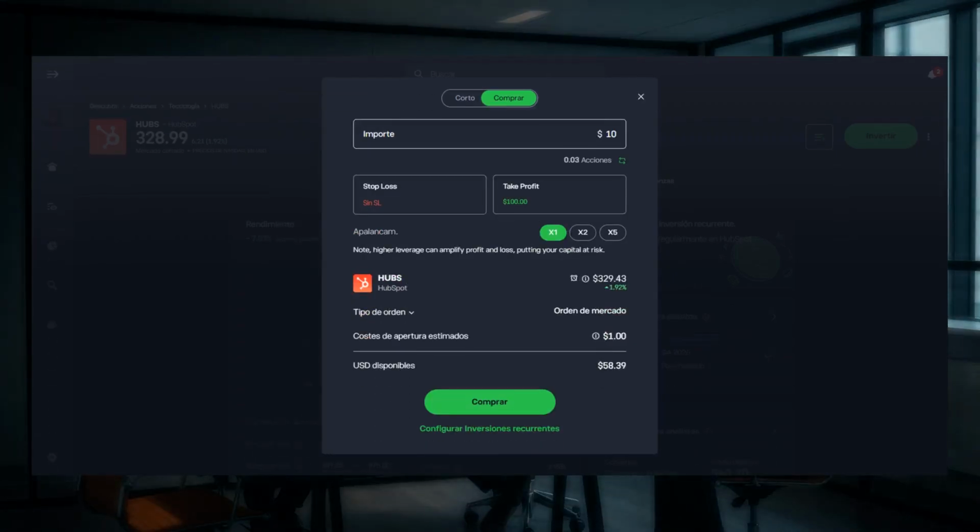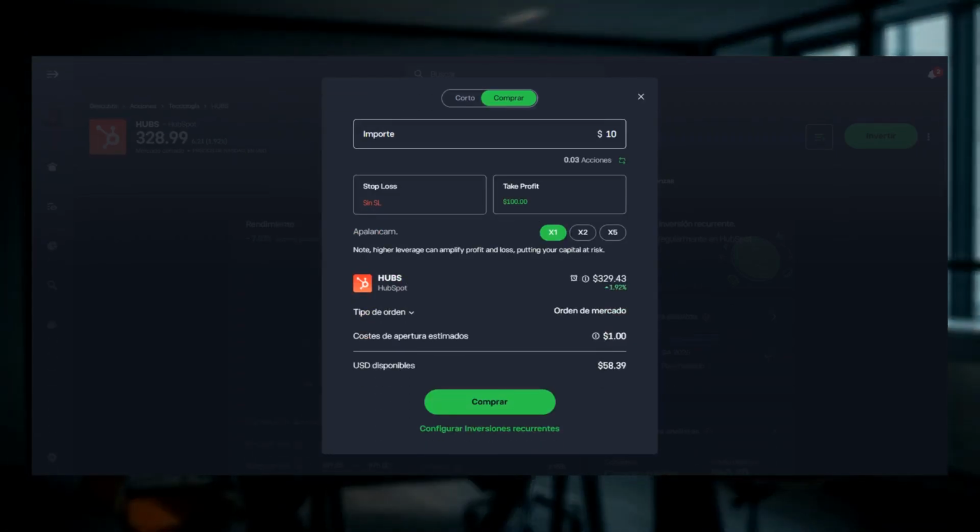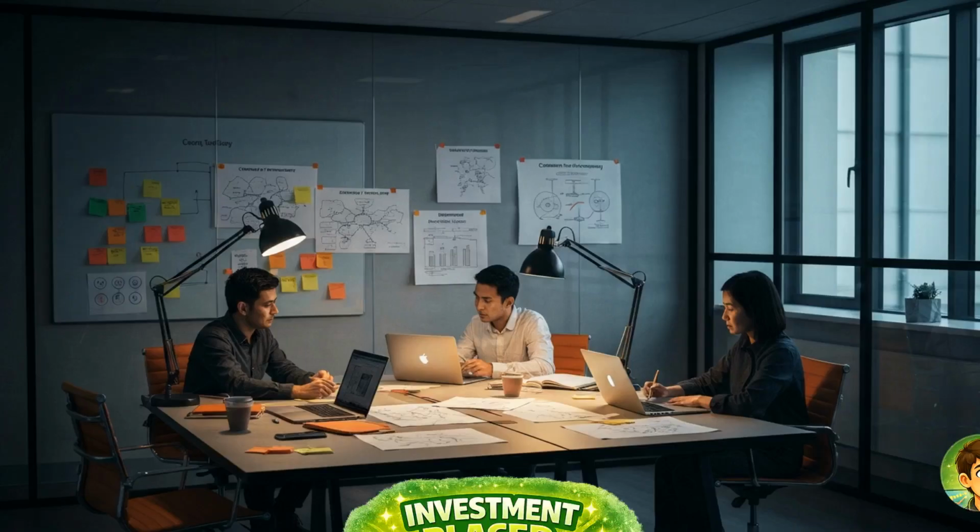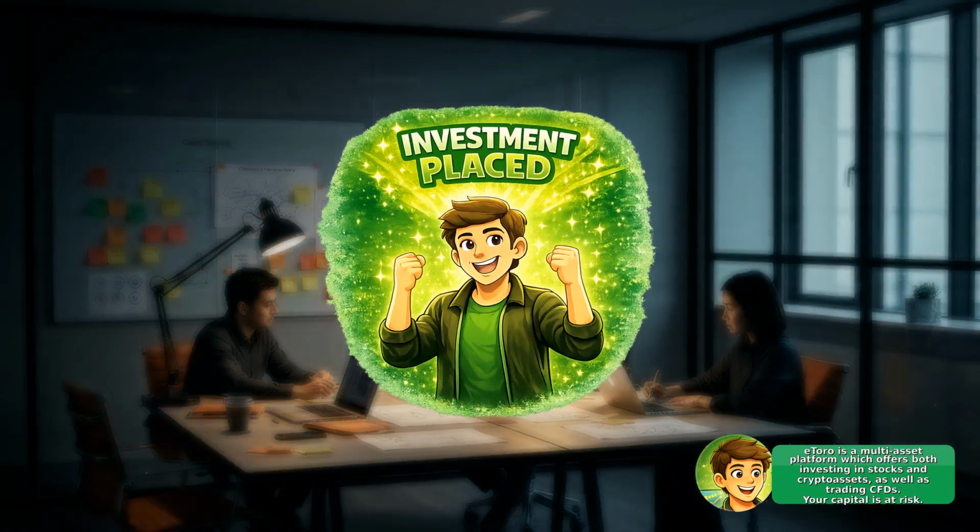To invest, click the trade or buy button and enter the amount you wish to invest. Review the order details carefully and confirm the trade. If the market is closed, your order may execute when trading resumes. And if there are insufficient funds, the platform will prompt you to add more before confirming. After the trade, the position will appear in your portfolio.